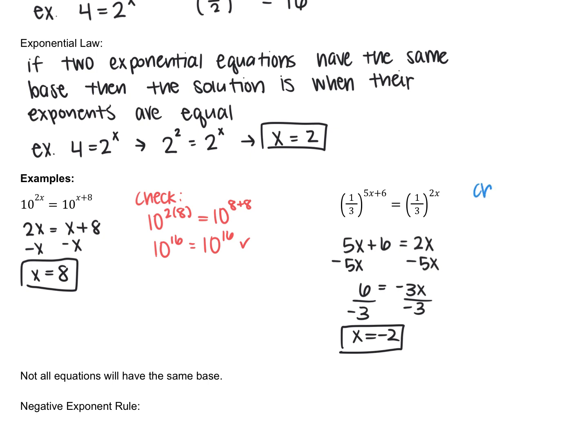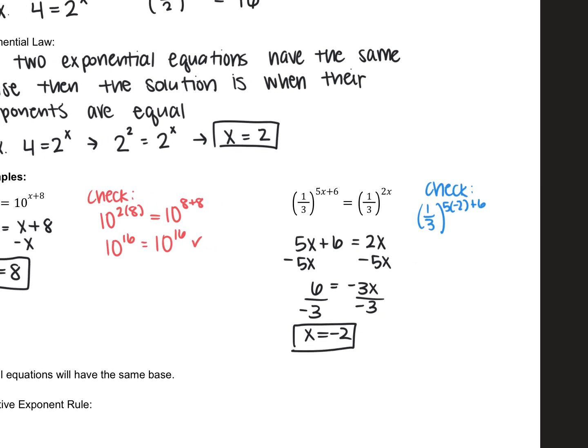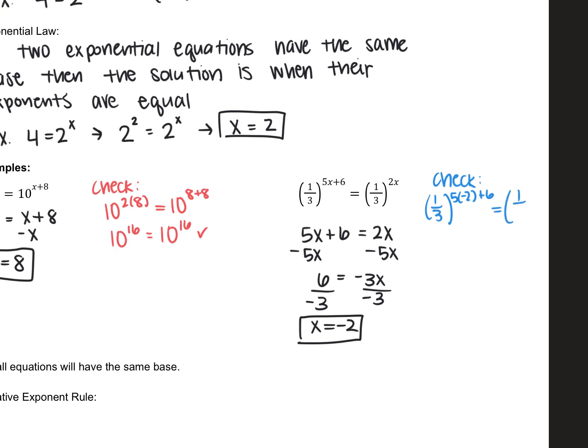Again, I can check my solution. I have (1/3) to the 5 times negative 2 plus 6 equals (1/3) to the 2 times negative 2. So 5 times negative 2 is negative 10 plus 6, and 2 times negative 2 is negative 4. Negative 10 plus 6 is negative 4, so I get (1/3) to the negative 4 equals (1/3) to the negative 4. I don't need to evaluate them because they have the same exponent.